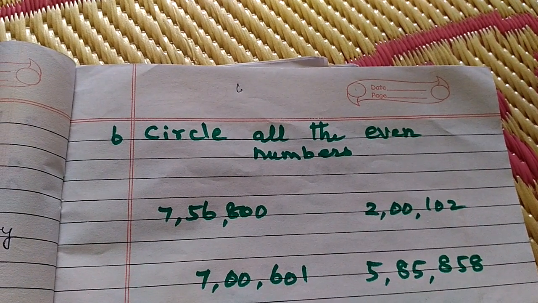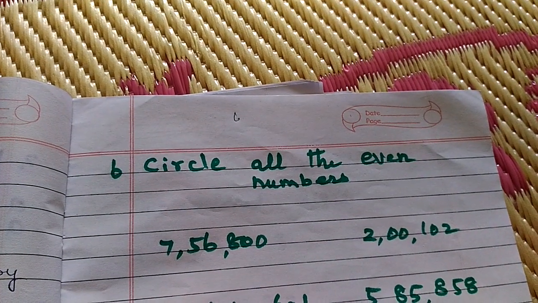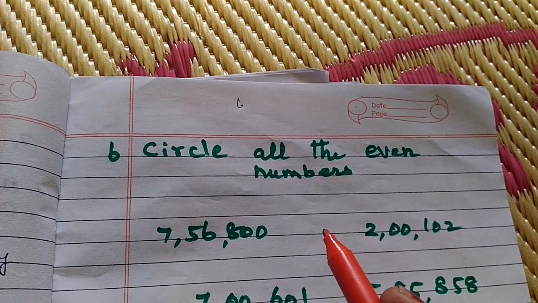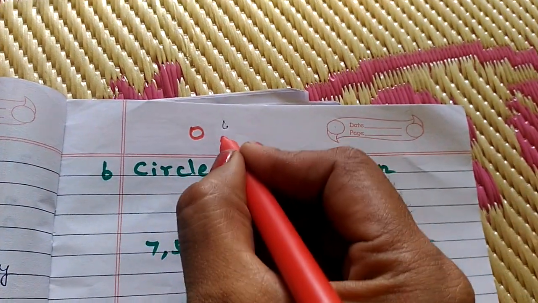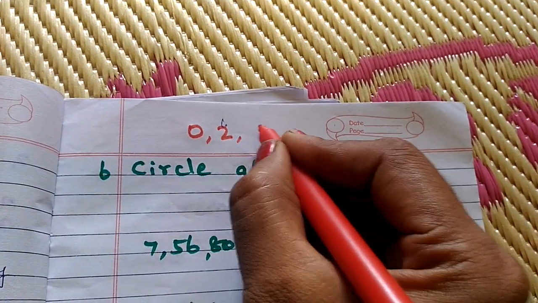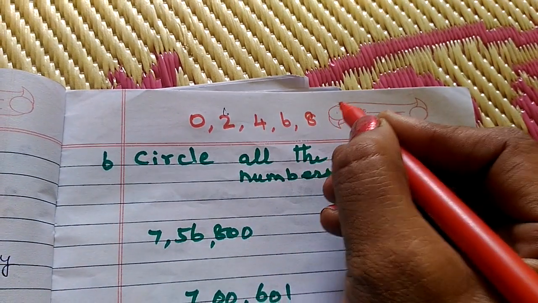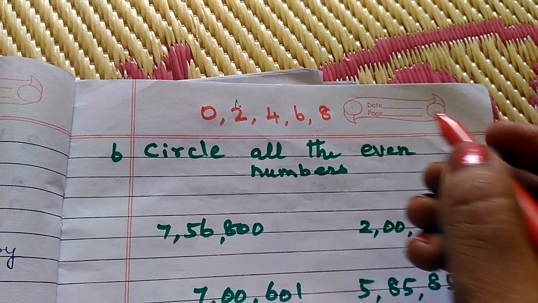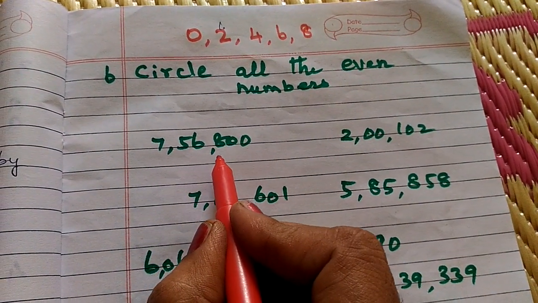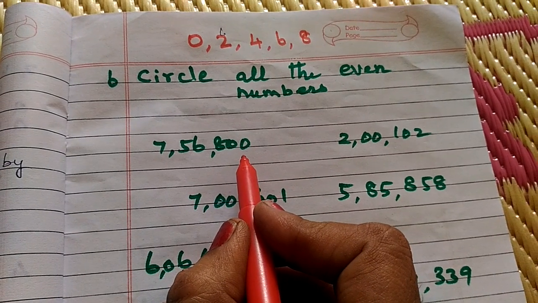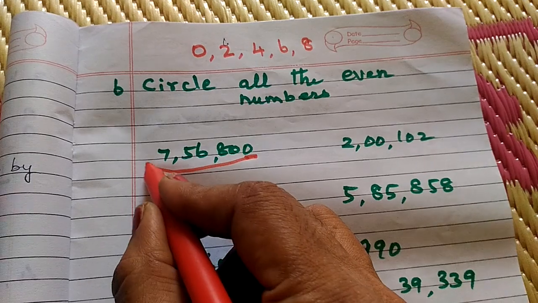Circle all the even numbers. Even number means a number divisible by 2. 0, 2, 4, 6, 8. These are even numbers. See here, 7,56,800. The 0 is an even number.